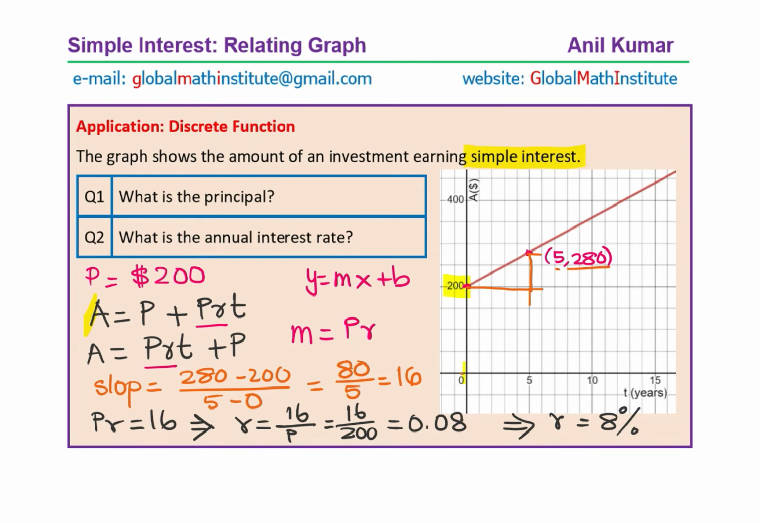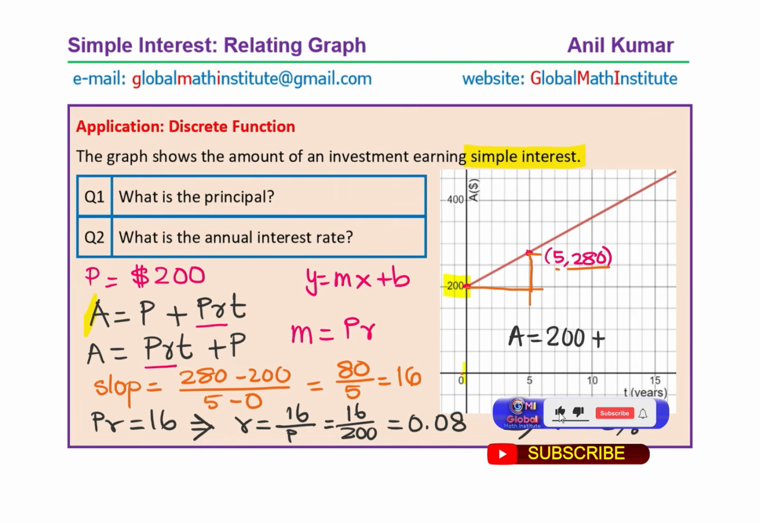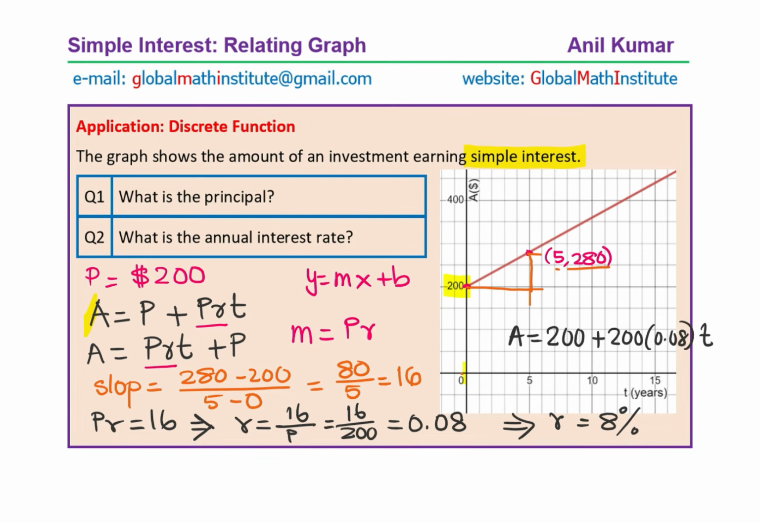So now we know R is 8% and therefore we can write down our equation as A equals 200, where 200 is the principal, plus 200 times 0.08 times t. Makes sense? So that becomes the equation which is going to relate to this situation.